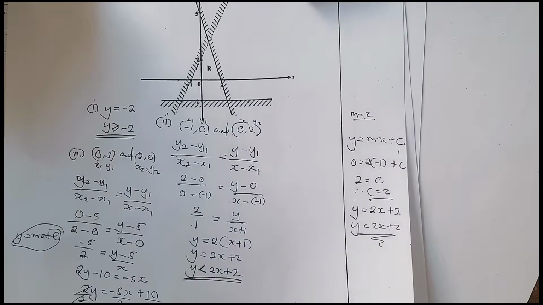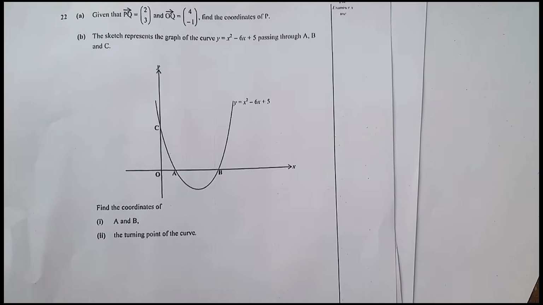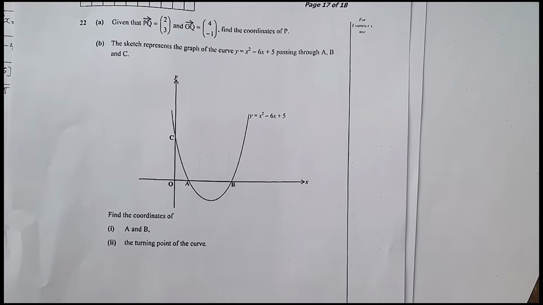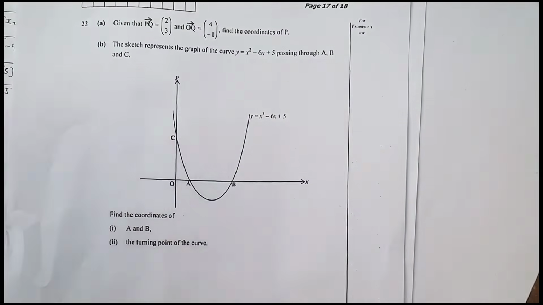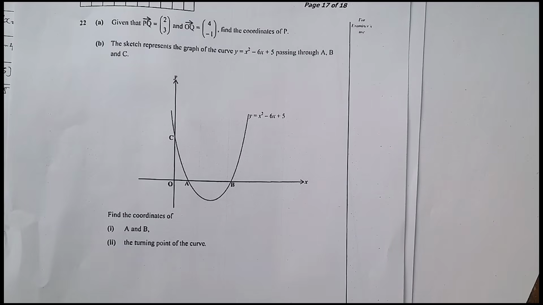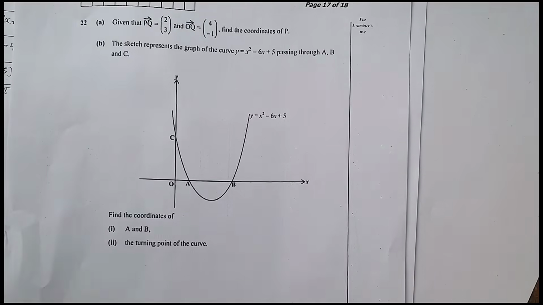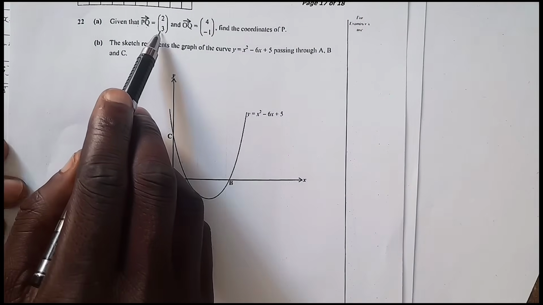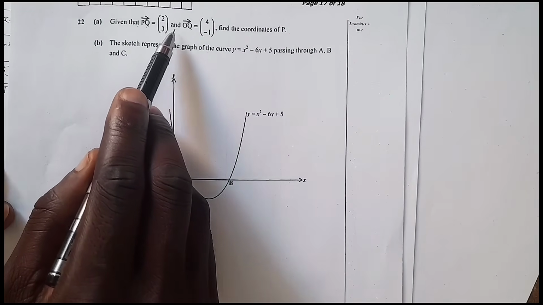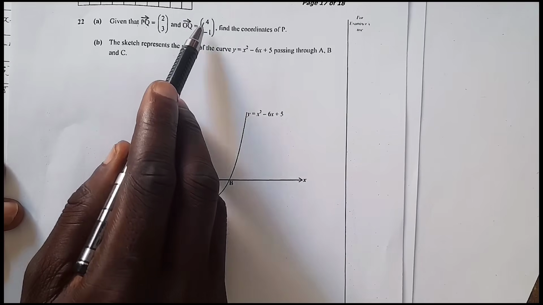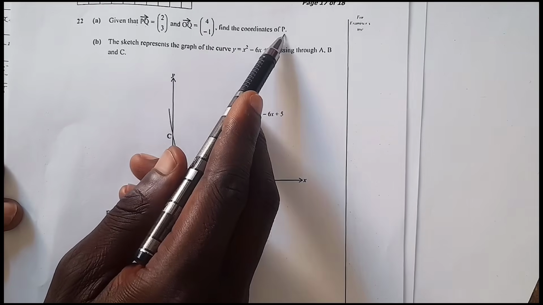2 questions, eh? Okay. Take out your paper. I'll give you something like this. Okay? Something like this, and this is very simple. So this is a combination of vectors and introduction to quadratic functions. Are we together? So now the first one is saying, given that vector PQ is 2, 3, and OQ is 4, negative 1, find the coordinates of P.